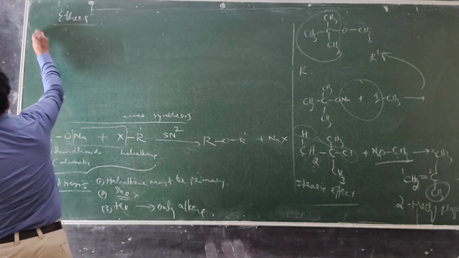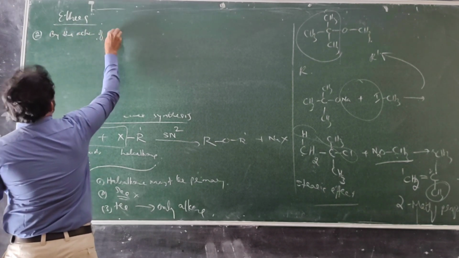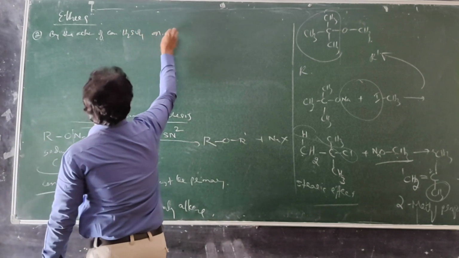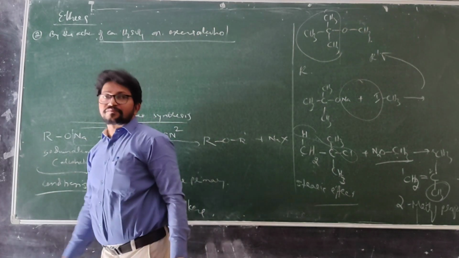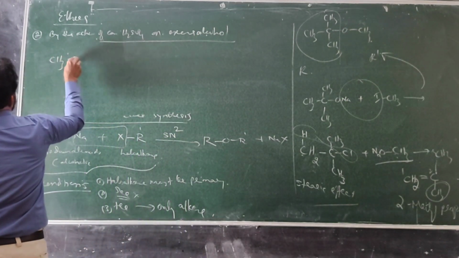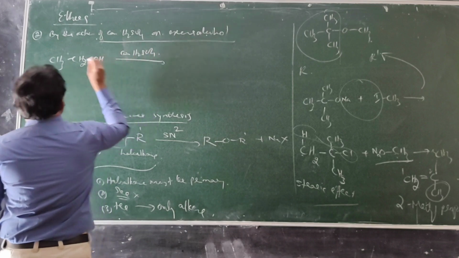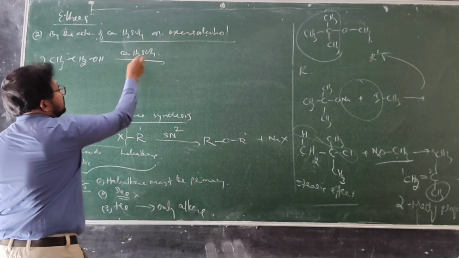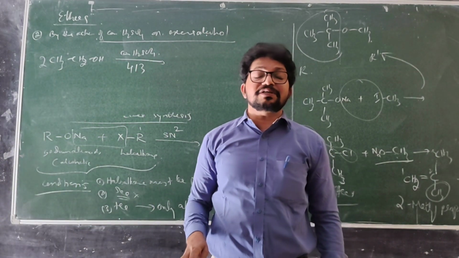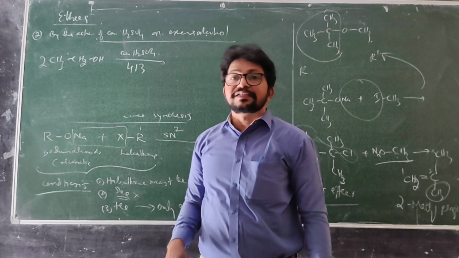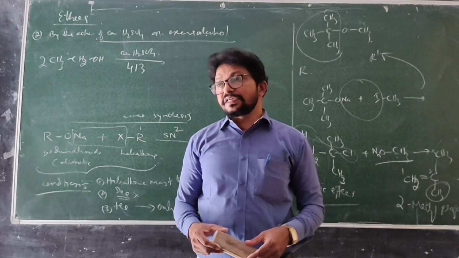You have learned this reaction by the action of concentrated H2SO4 on alcohol, but here it is excess alcohol, not this. For example, CH3CH2OH with concentrated H2SO4. If the acid is excess and the alcohol is less, at temperature 443 K, you know that is acid-catalyzed dehydration giving alkene.